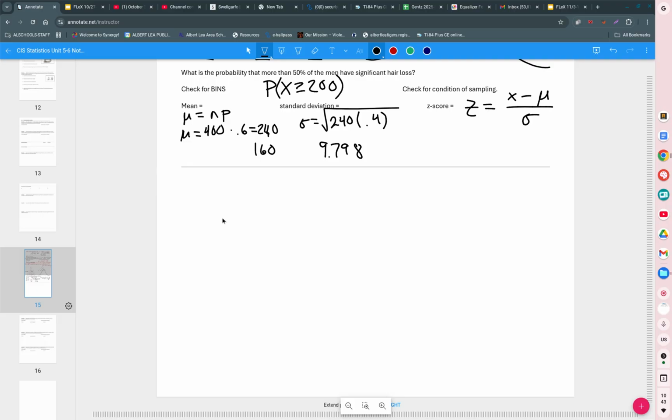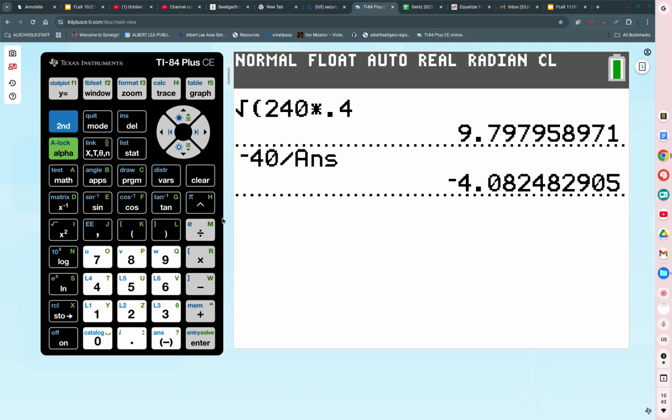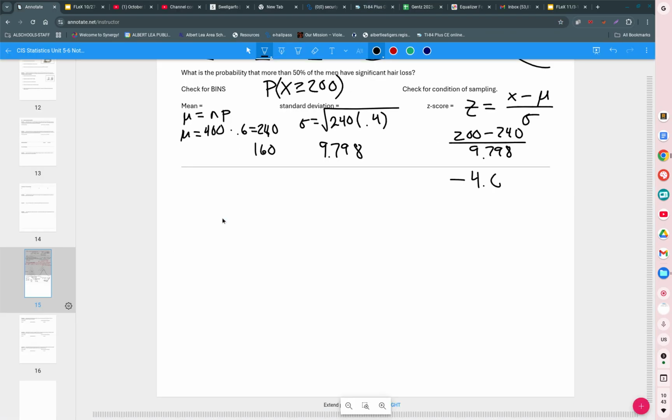So we're going to check that. We're going to take 200 minus our mean, which is 240, and we divide that by 9.798. And so I have negative 40 divided by that 9.798. And I've got negative 4.08. Everybody got that? So negative 4.08. I got to go to my table of values. Let's find a z-score, negative 4.